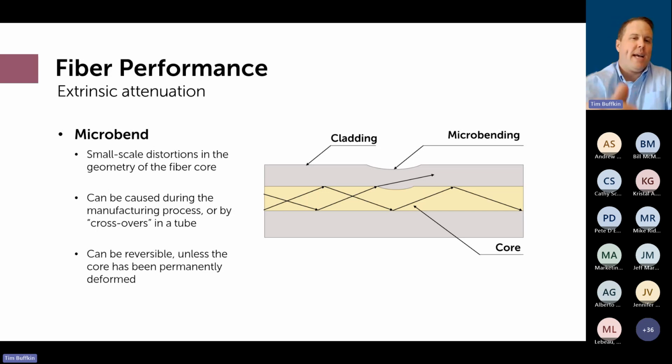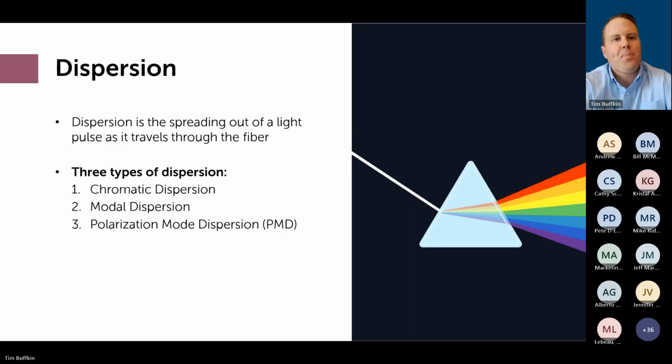I'd say usually in a lot of cases, if you have a micro bend, you'll shoot it with an OTDR. You'll see where the issue is in your fiber, and then typically you're just going to go in, probably cut out the bad part of the fiber, and then just resplice everything back together.